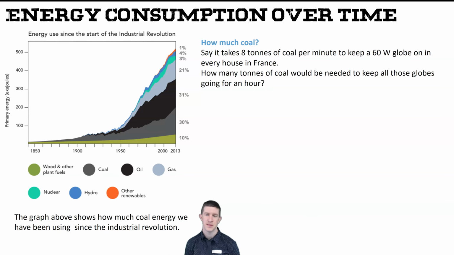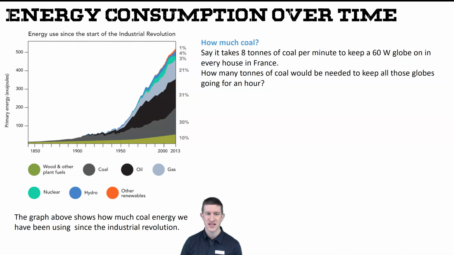To do this, it's a bit of maths. If it's 8 tons per minute, how many minutes in an hour? There are 60 minutes, so it'd be 60 times 8. That's how many tons of coal for 1 hour. That is a huge number. And that's pretty accurate. That's about how many tons of coal it takes for every house in France. So that's a huge amount of coal consumption just for 1 hour to have lights on.